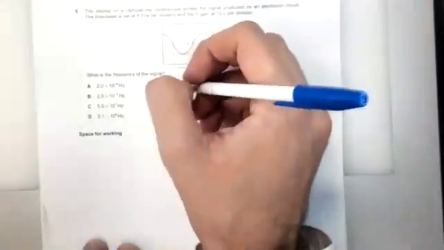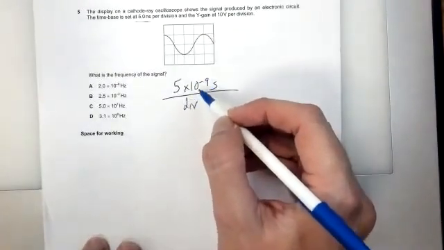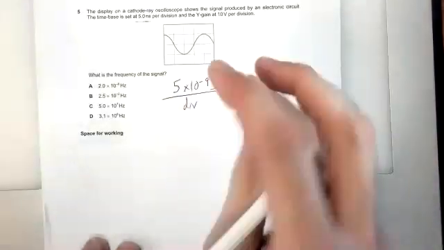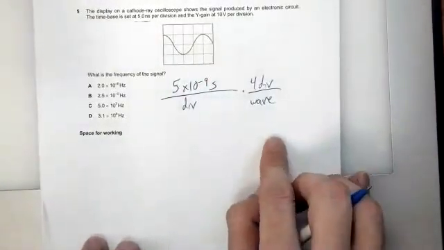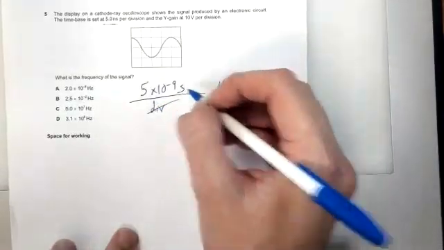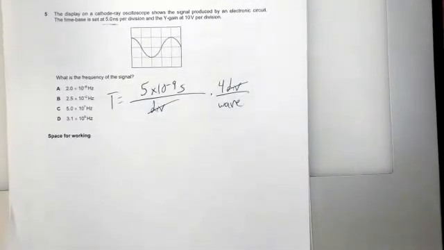I'm going to start with the time-based setting, 5 nanoseconds per division. A nanosecond is a billionth of a second, so that's the same thing as nano. So there's that many seconds in each one of these divisions. And I know that there are 4 divisions per wave on this oscilloscope. Every 4 divisions is 1 wave. So by multiplying these 2 factors, I'm canceling out divisions, and I'm in seconds per wave. That's called the period of the wave, the time period of the wave. So that's our first calculation there.